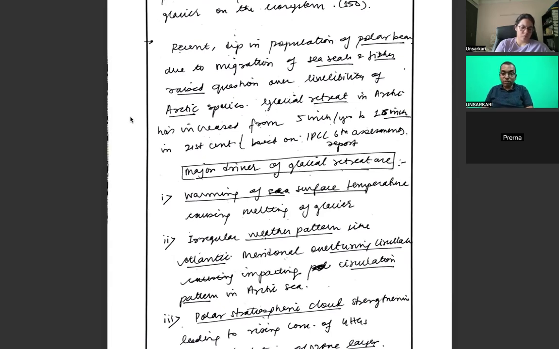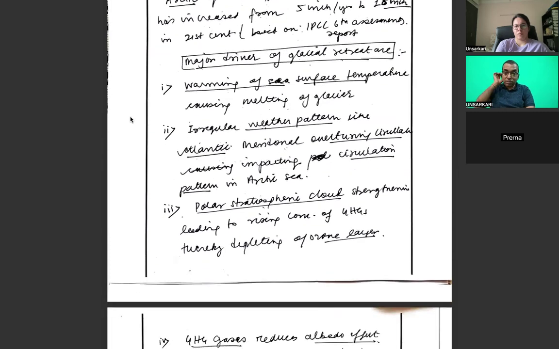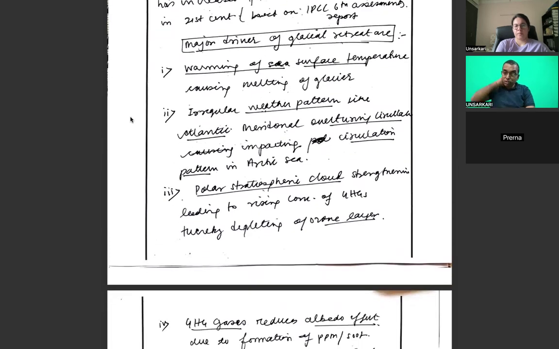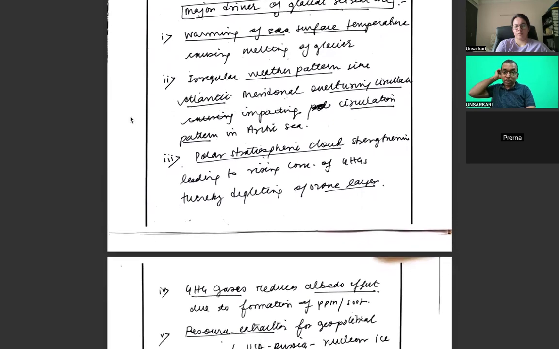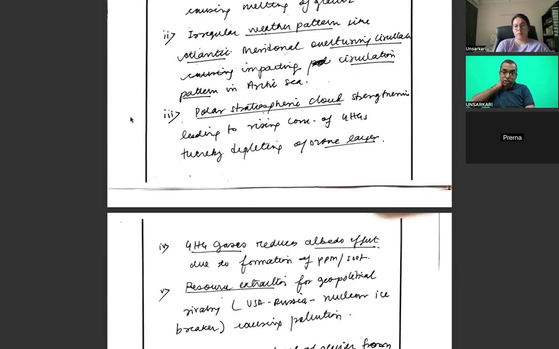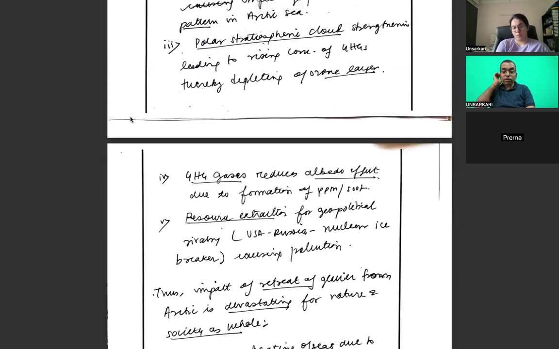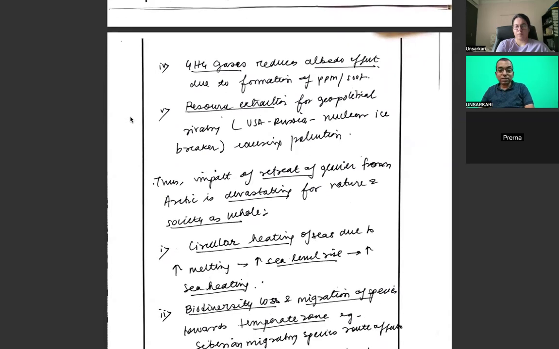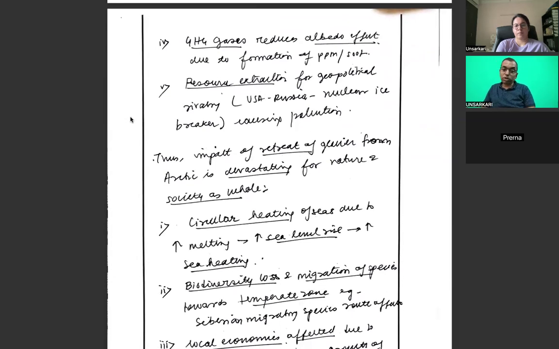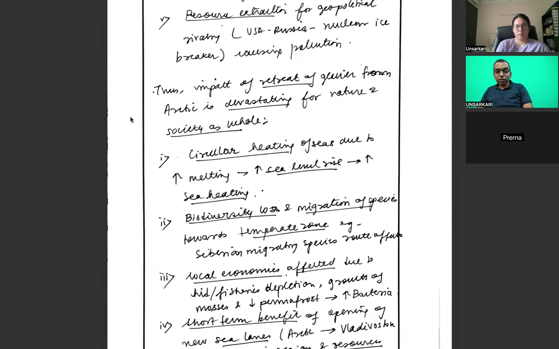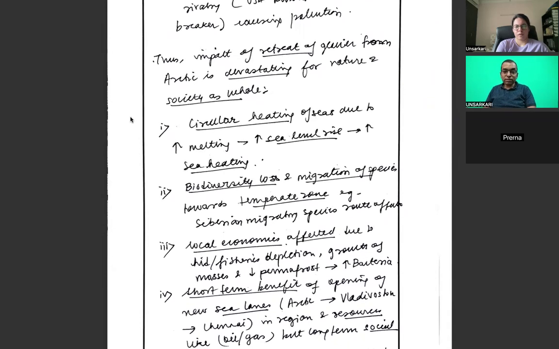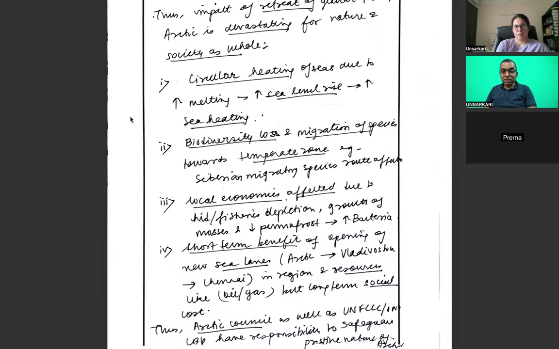Major drivers are warming of sea temperature, irregular weather patterns, Atlantic. This is a very good point. Point number 2, meridional overturning circulation, impacting circulation in the Arctic Sea. Polar stratospheric clouds strengthening, leading to rising concentration of greenhouse gases, depleting the ozone layer. Greenhouse gases reduce the albedo effect that I just said in the first question also. Resource extraction for geopolitical rivalry, we already said. In spite of retreat, the Arctic is devastating for nature and society. Why? Because of heating of seas due to melting and leading to sea level rise, very important.